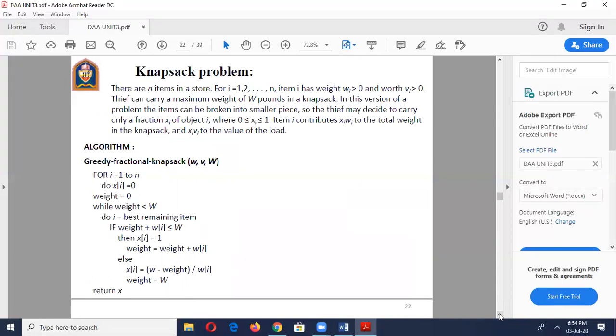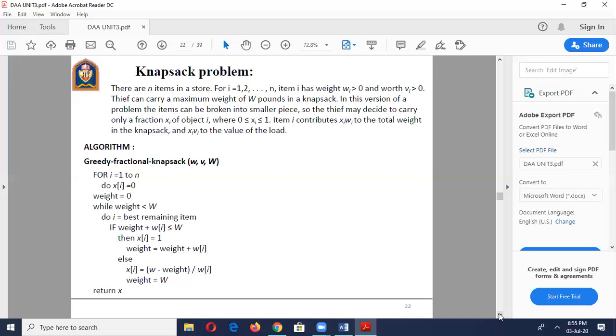A thief can carry a maximum weight of W pounds in a knapsack. In this version of the problem, items can be broken into smaller pieces, so the thief may decide to carry only a fraction xi of the object i, where 0 is less than or equal to xi, which is less than or equal to 1. Item i contributes xi times wi to the total weight in the knapsack and xi times vi to the value of the load.